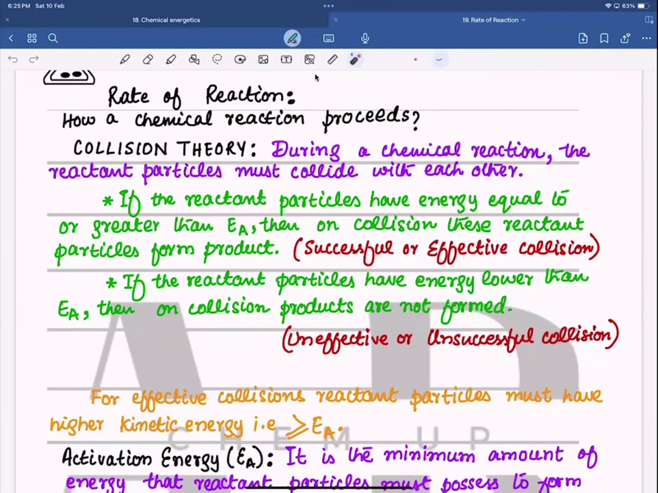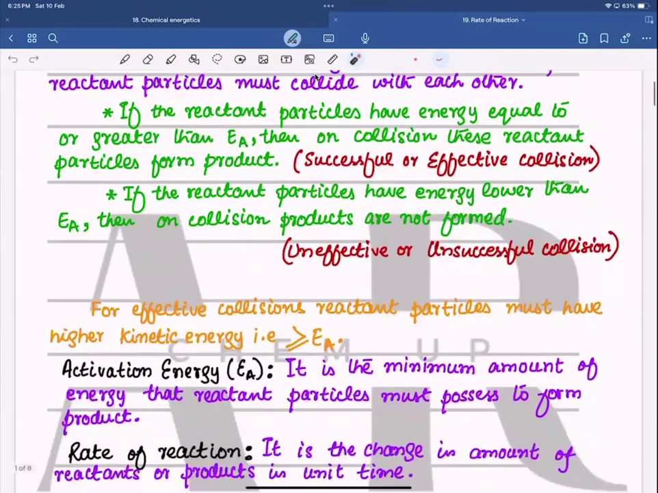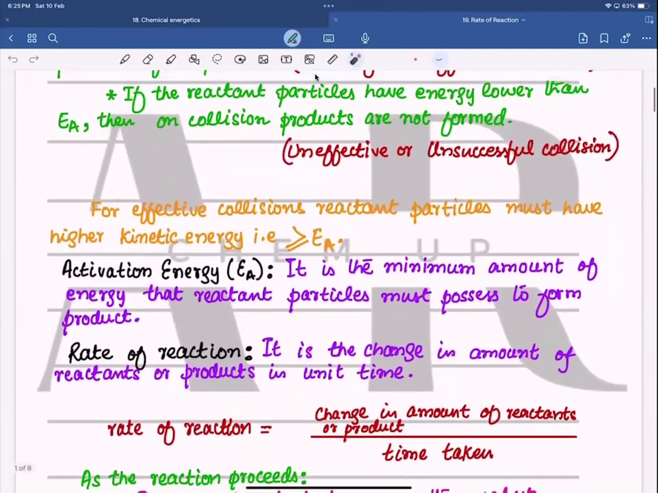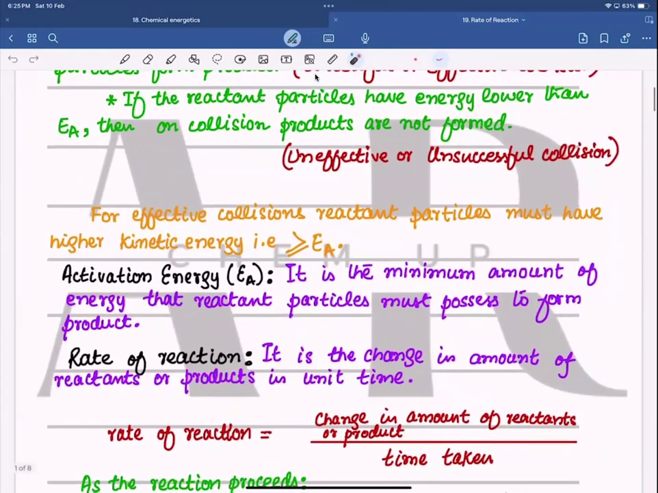Is everybody done till here? Yes, sir. Okay. Then we have activation energy, and we have discussed activation energy in the previous class as well. Till here you have done?